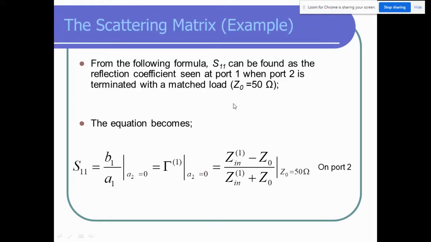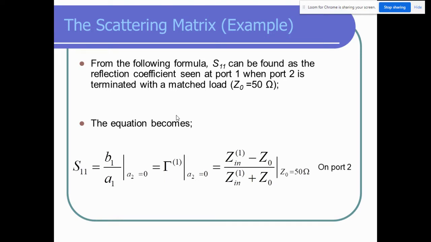We know from the definition that if we want to find anything from port 1, we need to match or terminate port 2 with the characteristic impedance. In this case, this is 50 ohm. You can use 80 ohm, 60 ohm also, it's up to you, 100 ohm even. But you need to declare first what your assumption is.